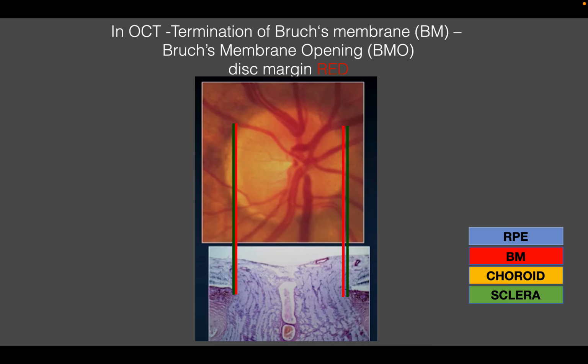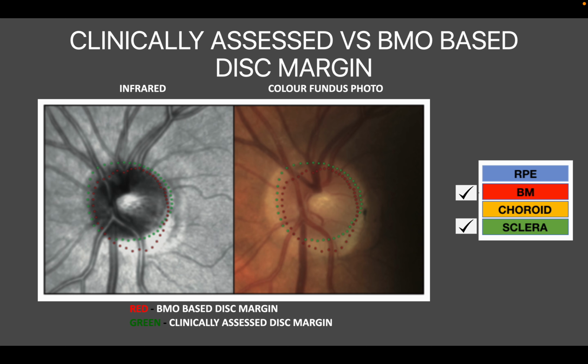The next one is in OCT, we look at the Bruch's membrane opening as the disc margin. Here it is shown in the red line. But in normal eyes, we may see both are coinciding with each other. But whenever the disc is a little different, especially in myopics, you can see here the sclera and the BMO are clearly very well defined by the green and the red dotted lines. The green is the clinical examination and the red is the Bruch's membrane opening. You can see how different both are.